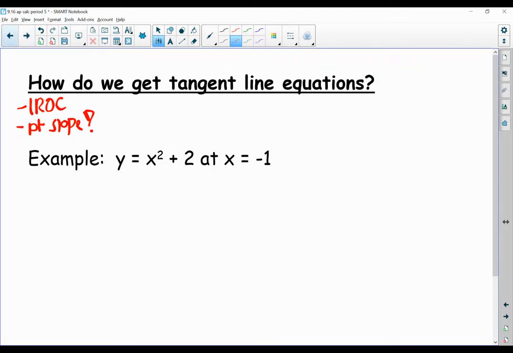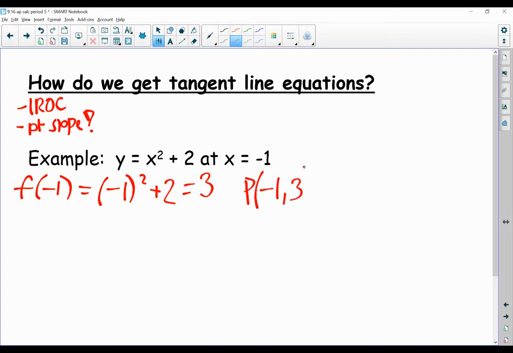So let's go through some examples of how to write the equation of a tangent line. Here's my example 7. So y equals x squared plus 2 at x equals -1. If I want the equation of the tangent line, I have to think to myself, I need a point and a slope. The point I would get by just plugging -1 into my function. And I get out 3. So my point is (-1, 3).